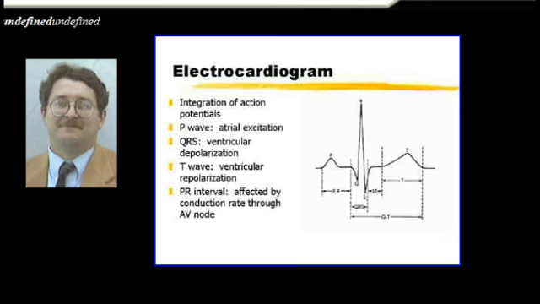It has several components: the P wave, which represents atrial excitation; the QRS complex, which represents ventricular depolarization or excitation; the T wave represents ventricular repolarization. Atrial repolarization is a very small wave and usually buried within the QRS complex. The PR interval represents the time it takes for the wave of depolarization across the atria and the AV node, and primarily represents the slow conduction through the AV node.